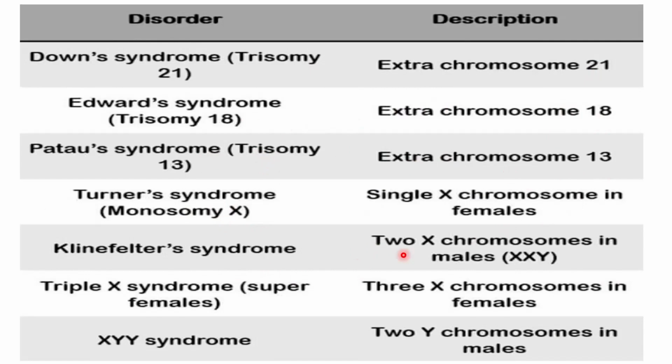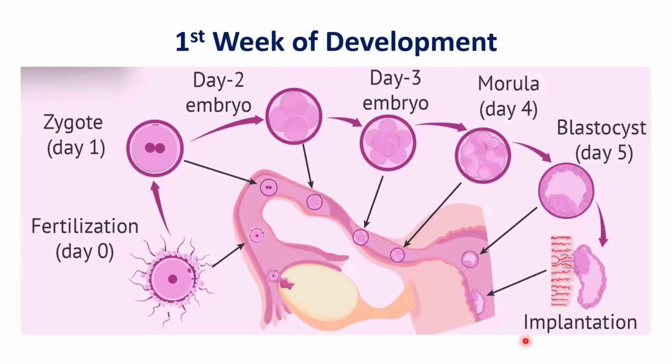Klinefelter syndrome, 2X chromosomes in males, so that is XXY. Then triple X syndrome or the super females, you'll have 3X chromosomes in females. Then XYY syndrome, which is 2Y chromosomes in males. This one is a rare abnormality, but it's present. So those are some of the chromosomal abnormalities that you can have. It is important that you know this and appreciate the karyotypes of these abnormalities.